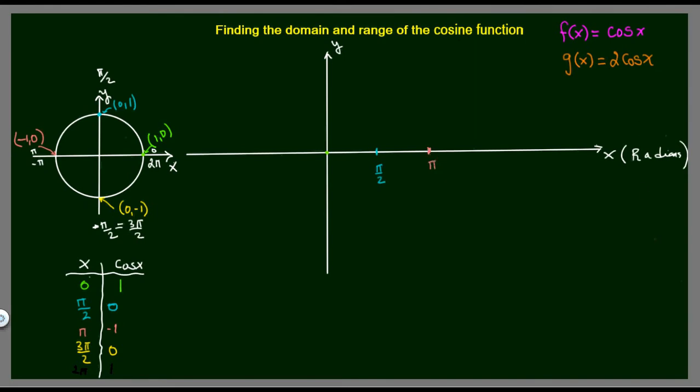And going to 3 pi over 2. 3 pi over 2 is the yellow color that I put here. Then I go to 2 pi, of course, and 2 pi will be right here.